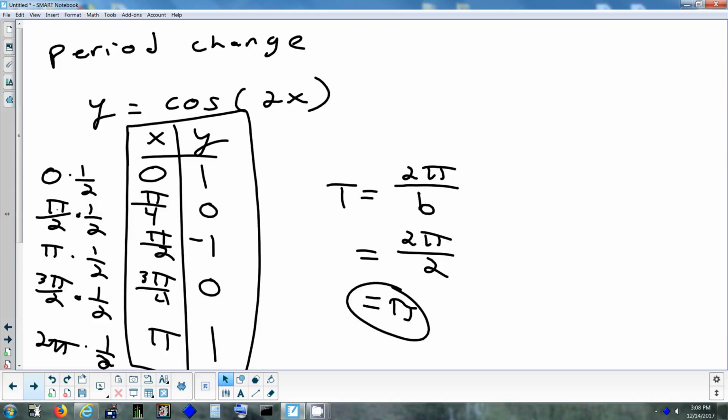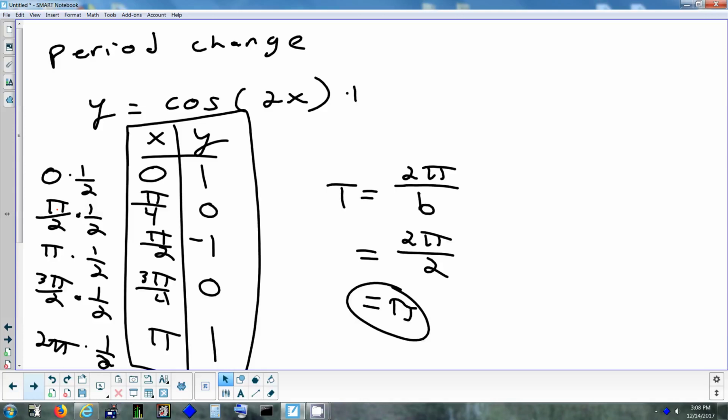If there's nothing in the parentheses with x, would it just be 1? If there's no number in front of x, yeah, then b would be 1, which doesn't have any effect on the period at all. So it'd be 2 pi for the answer. 2 pi would be the answer, yep, if there's no number in front of x.